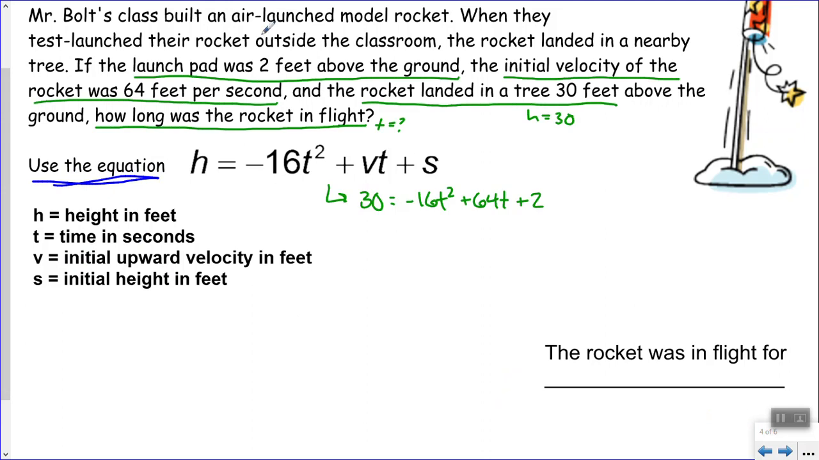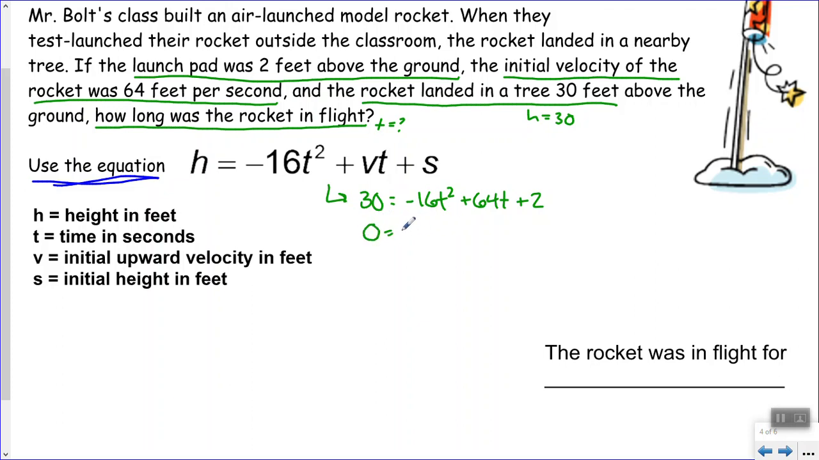Alright, so we can pull out here our initial height of 2 feet, our initial velocity of 64 feet per second, and we're looking to see how long the rocket was in flight if it landed in a tree 30 feet above the ground. So we have h equals 30. And just like before, we're going to solve this one by factoring, so we need to get 0 on the other side of the equal sign.